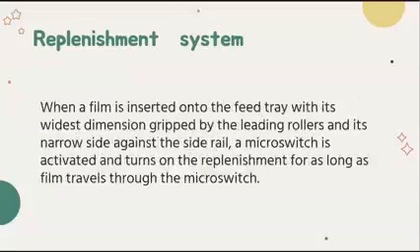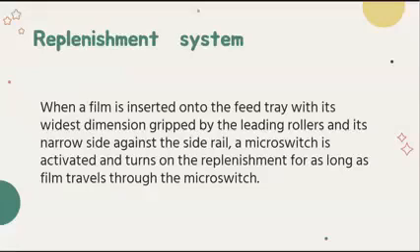When a film is inserted onto the feed tray with its widest dimension gripped by the leading rollers or the entrance rollers and its narrow side against the side rail, again, as I have told you a while ago, a micro switch is activated and turns on the replenishment for as long as the film travels through the micro switch. Once the film ends its travel in the micro switch, the micro switch can no longer sense the film. Okay, so replenishment stops.